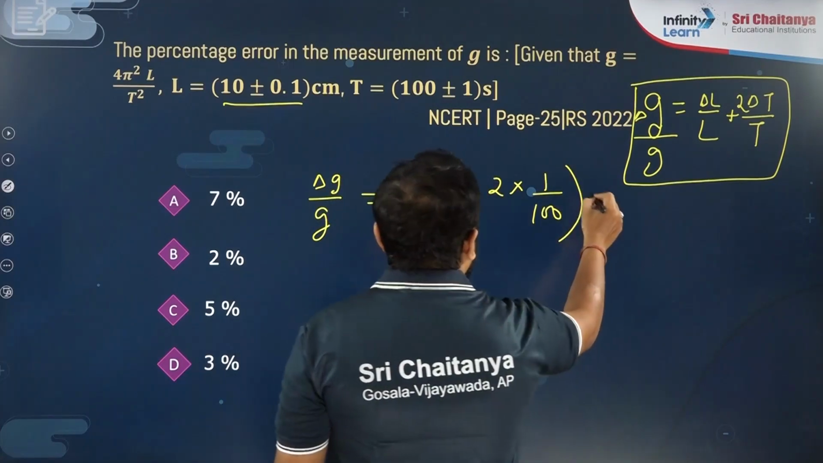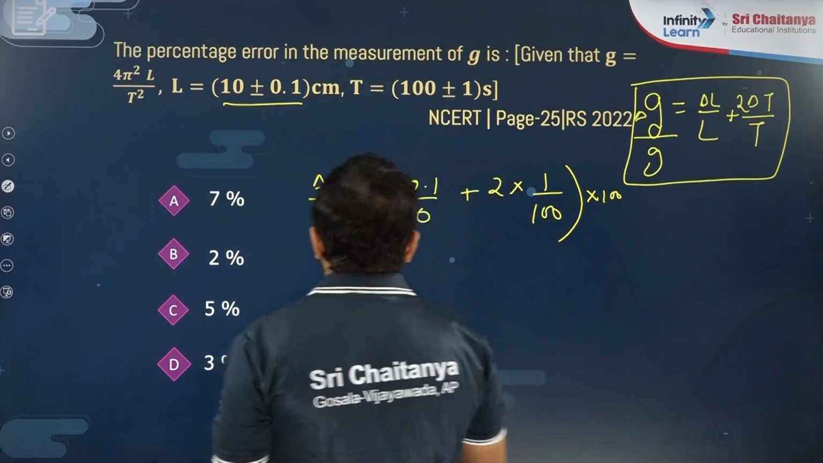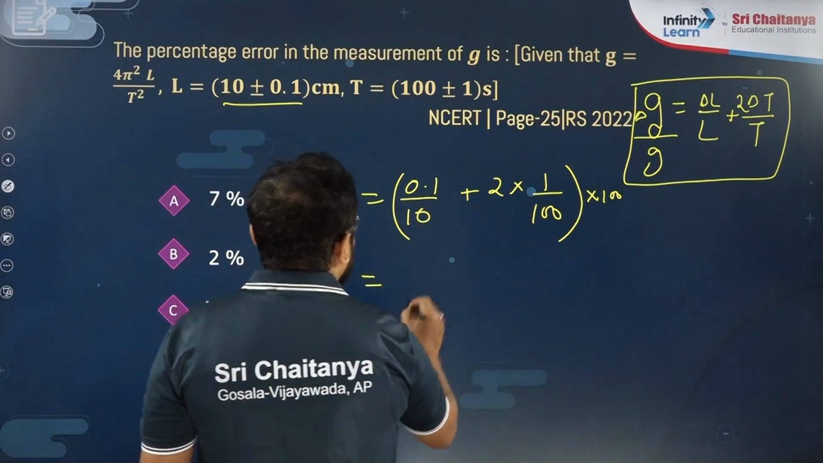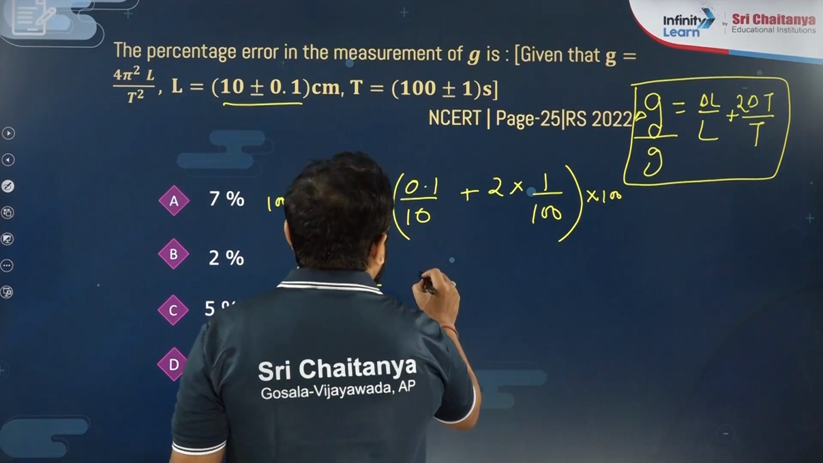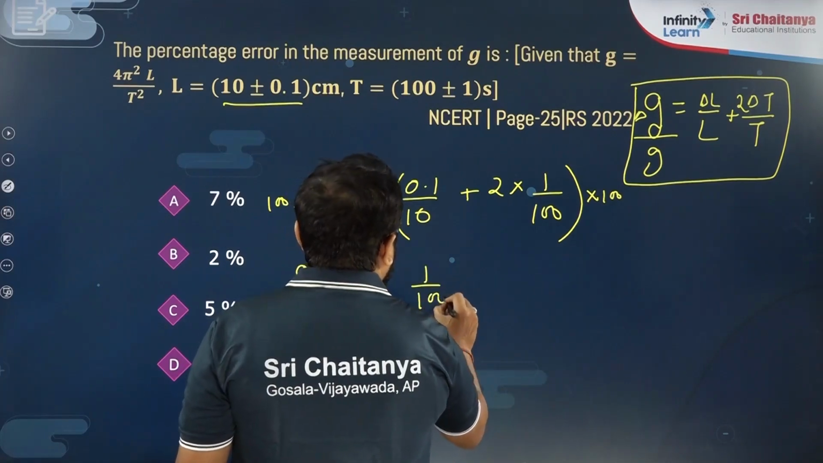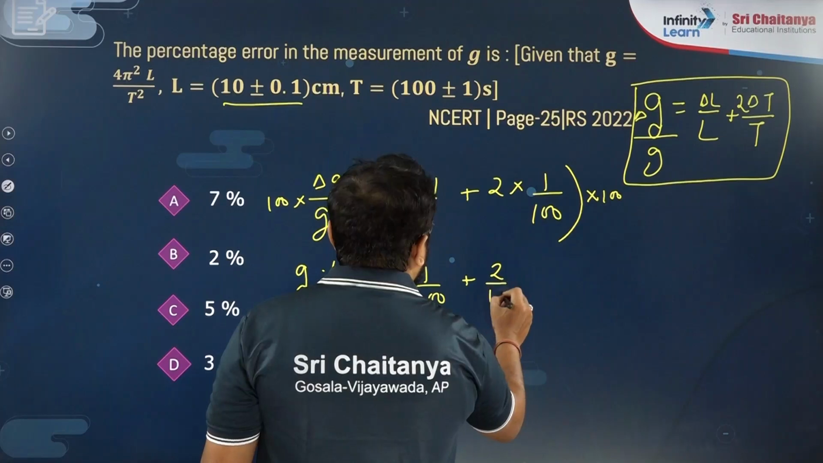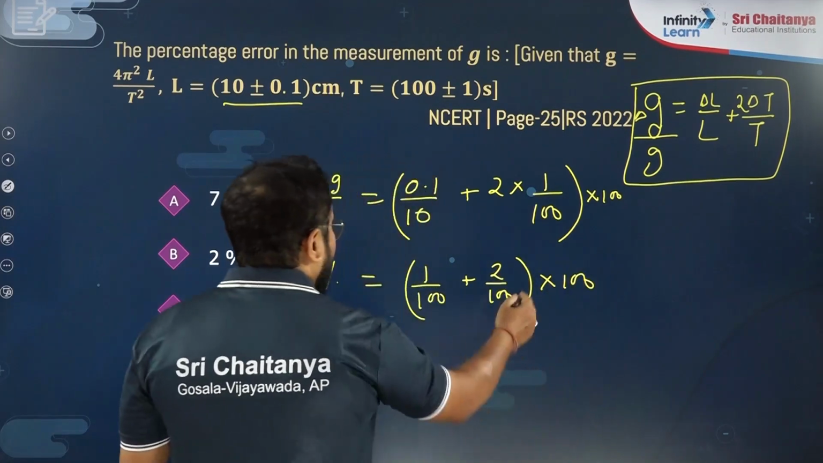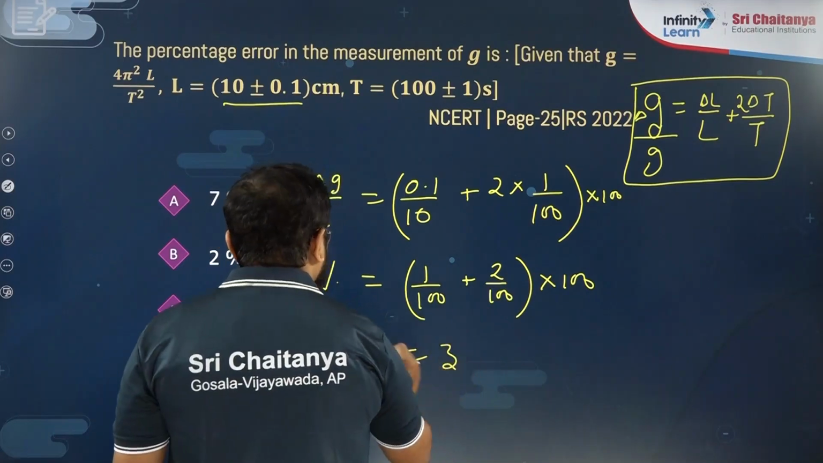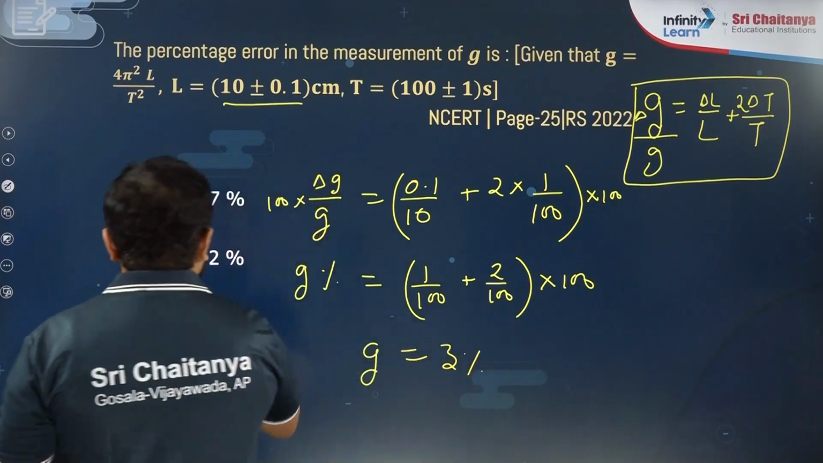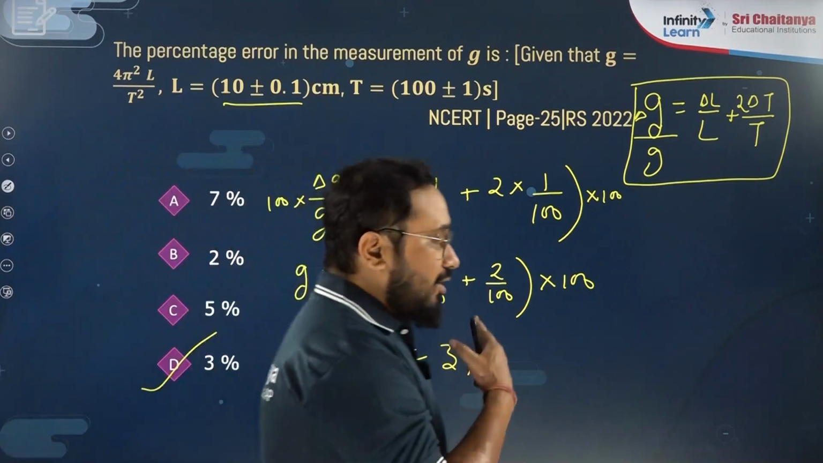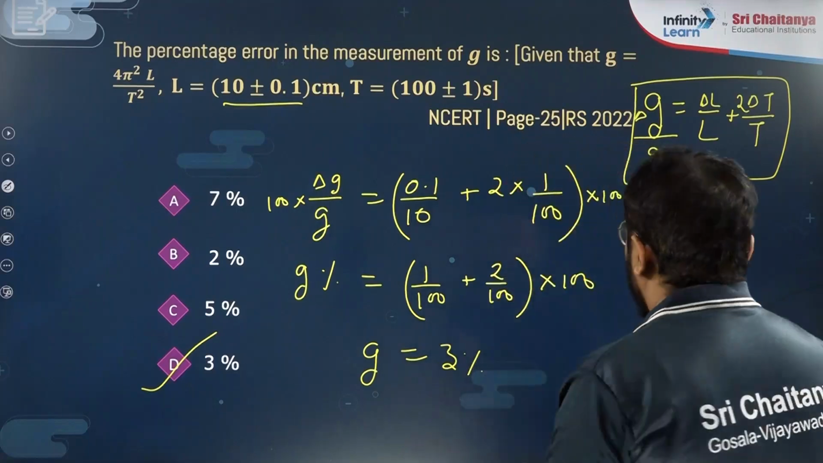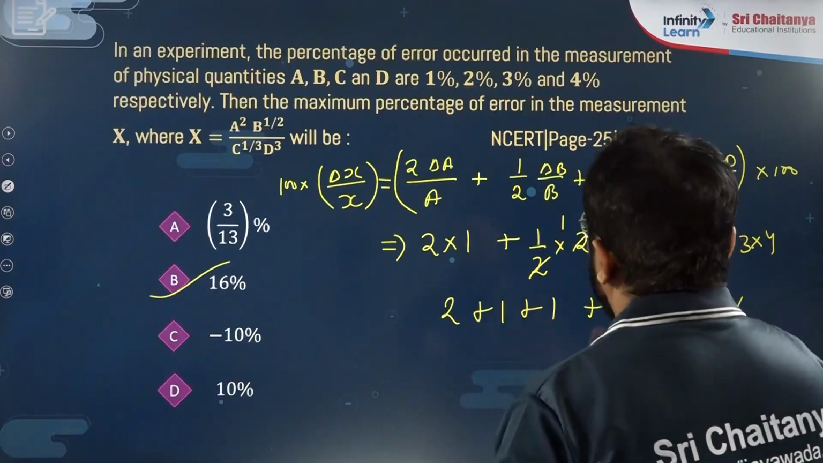Yes or no? Multiply by 100 on both sides, as I said, to make it percentage. So let's say G percent, gravity percent. What will it become? It will become 1 upon 100 plus 2 upon 100, and multiply by 100. So 100 and 100 will get cancelled and it will become 3%. Exactly, it will become 3%. That will be your answer. So this formula is very, very useful. How to frame the formula, I have already told you. You can see over here, or in this question also.